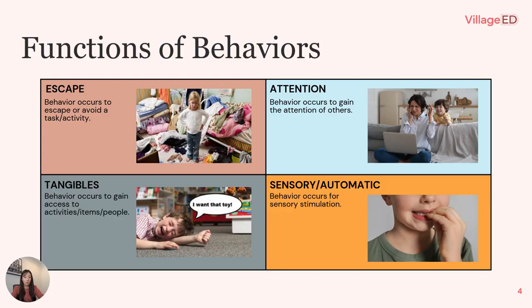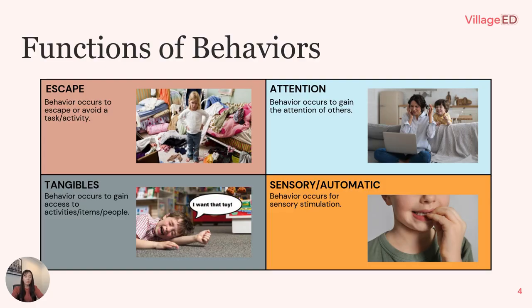Third, we have tangibles. This is when a behavior occurs to gain access to activities, items, or maybe even a specific person. This is pretty straightforward. So child asks for another cookie, parent says no, child cries. Child asks for a new toy, parent says no, child engages in a tantrum. And these are all examples of when a child engages in challenging behaviors for access to tangibles.